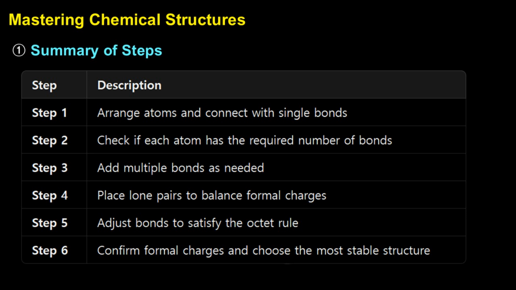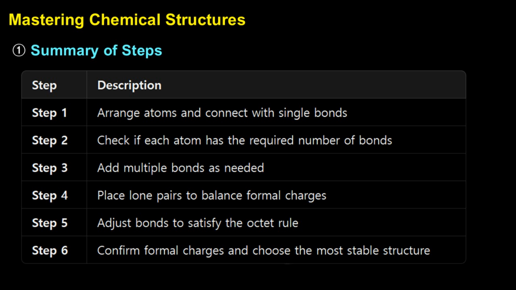Before we dive into the details, let's take a quick step back and look at the bigger picture. The very first thing we do is arrange the atoms and connect them using single bonds based on the molecular formula we're given. If the structure is more complex, we can use a few general rules to help figure out the best layout. Once that's done, we check if each atom has the expected number of bonds, and that depends on the number of valence electrons.